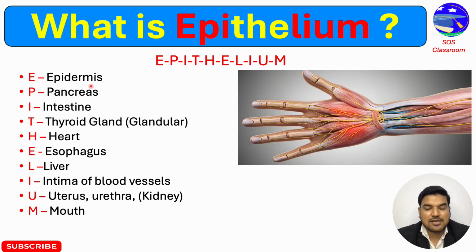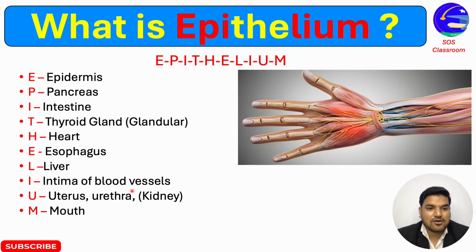First is E. E means epidermis. So epithelium tissue is present in the skin or outer covering of the body. Next, P for pancreas. So epithelium tissue is also present in the pancreas. I for intestine. So epithelium tissue is also the lining of the intestine. T for thyroid gland. So epithelium tissue is also present in the glands. S for heart. So epithelium tissue lines the heart, that is the endocardium. Next is L for the liver. So epithelium tissue is also present in the liver.